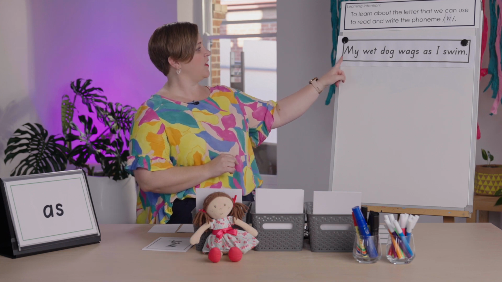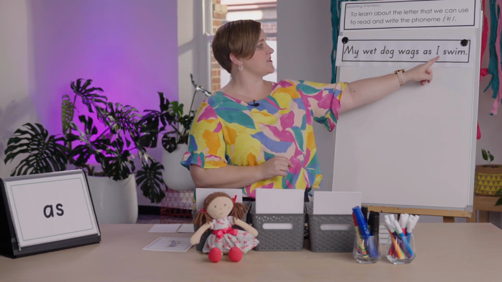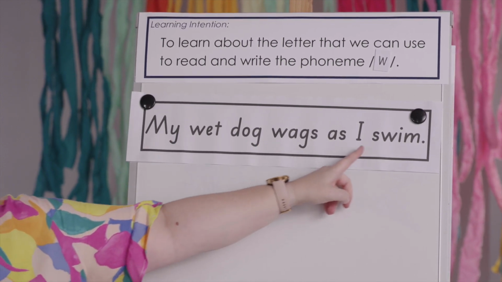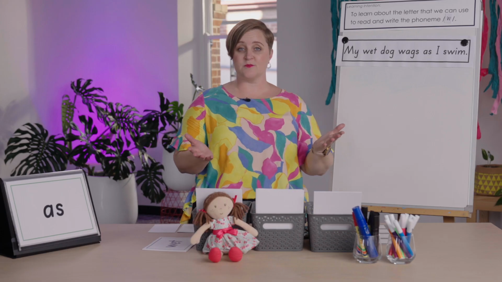How did you go last lesson reading this sentence? My wet dog wags as I swim. Let's read it one more time. My wet dog wags as I swim. Did you write some of those words? Perhaps you drew a wonderful picture. Let's get into today's learning.